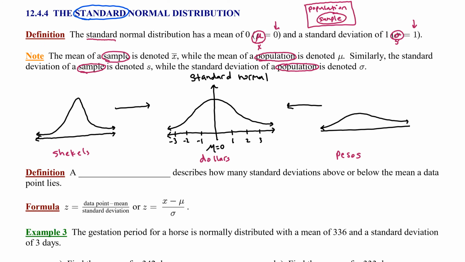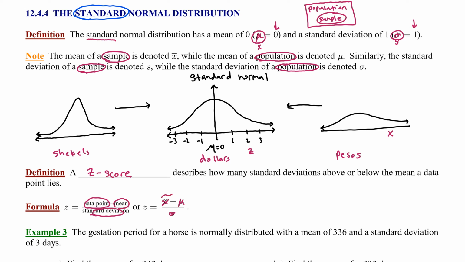To do this, we're going to need something called a z-score. A z-score describes how many standard deviations above or below the mean a data point lies. So where we normally use the variable x to represent a data point in a normal distribution, we use the variable z to represent a data point in the standard normal distribution. To convert from one to the other, we're going to take the data point from our normal distribution, which we call x, subtract the mean, which we call mu, and divide by the standard deviation, which we call sigma.